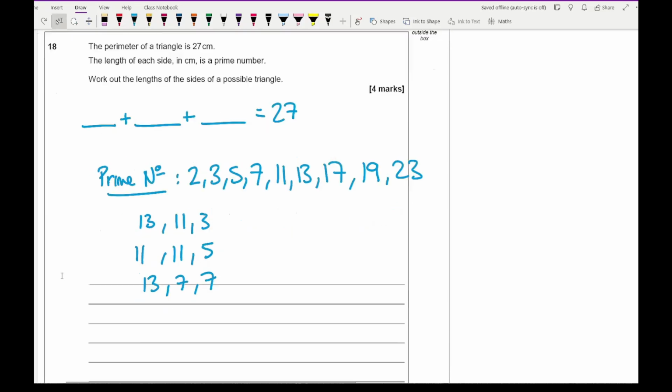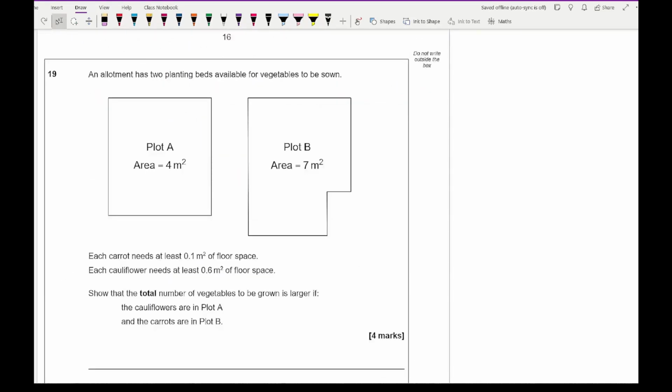So then moving on to question 19, it says an allotment has 2 planting beds available for vegetables to be sown. Each carrot needs at least 0.1 square metre of floor space, and each cauliflower needs 0.6 square metres of floor space. Show that the total number of vegetables to be grown is larger if the cauliflowers are in plot A and the carrots are in plot B.